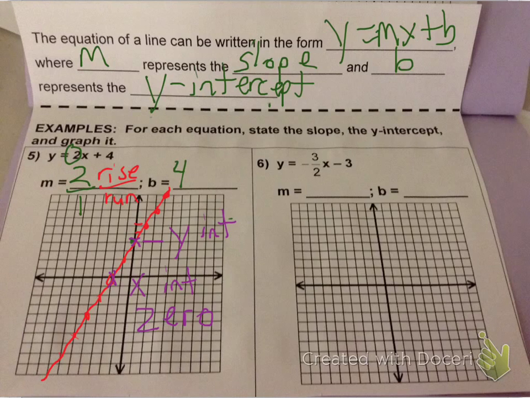On example 6, your slope, or your m, is negative 3 over 2. Your b, or your y-intercept, is negative 3. So you start at negative 3 on the y-axis. Since it's negative, you go down 3 over 2. Down 3 over 2. Then go in the opposite direction. Up 3 over 2. Up 3 over 2.